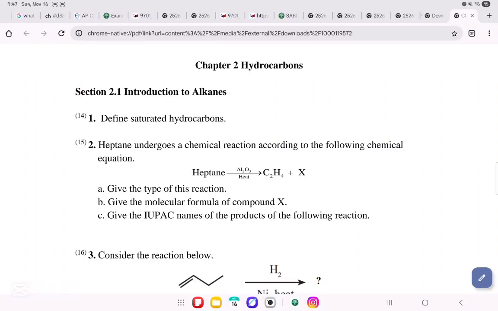So today I'm going to be explaining Chapter 2 AS Chemistry course revision questions from 1 until 20. Define saturated hydrocarbons. What does it say in the answer key?